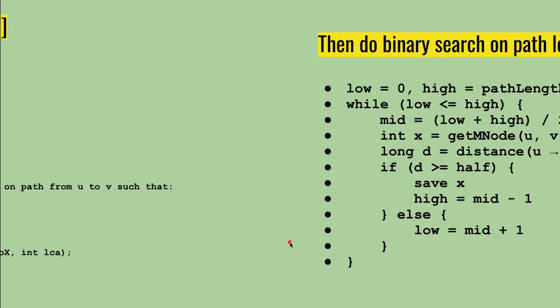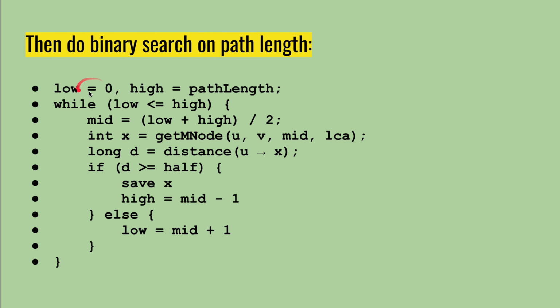How are we going to do binary search? Let's suppose we take low as 0, and high as the path length, right? We'll run this code until low is less than or equal to high. You know how to do the binary search, so I will not talk much about this, but you will find the X. This is the median point of the path, the first node, right? That X, we know that.